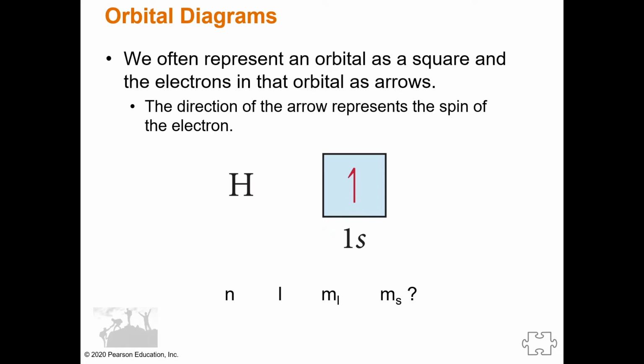Now, let's put everything together in terms of our 4 quantum numbers. Pause the video and please figure out what the 4 quantum numbers are that would describe this orbital with the electron inside it. And when you're ready for the answer, click play.